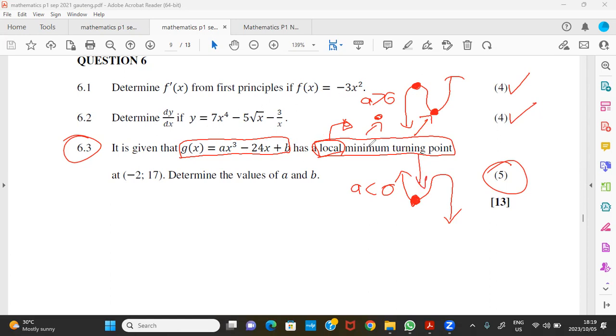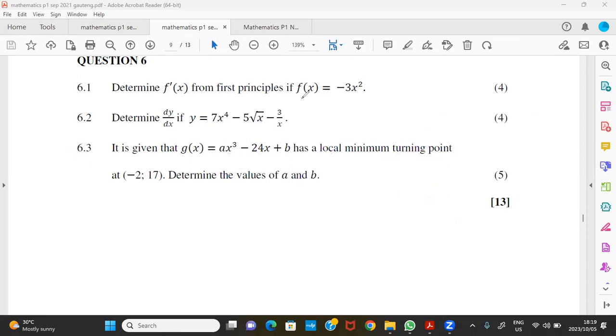So this graph g of x has a local minimum turning point at the coordinates (-2; 17). Then they say determine the values of a and b, 5 marks. Already we have two unknowns, and what does that say? Simultaneous equations, right? I need you to remember this: to find the turning point, you take your first derivative and equate it to zero, always.